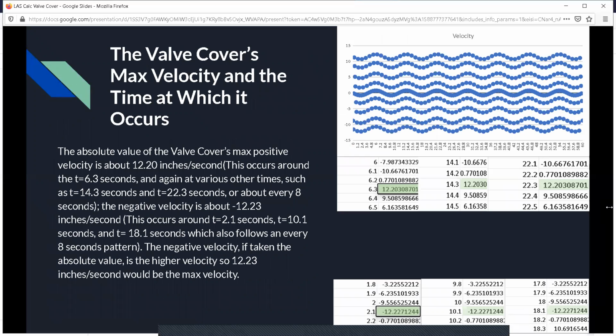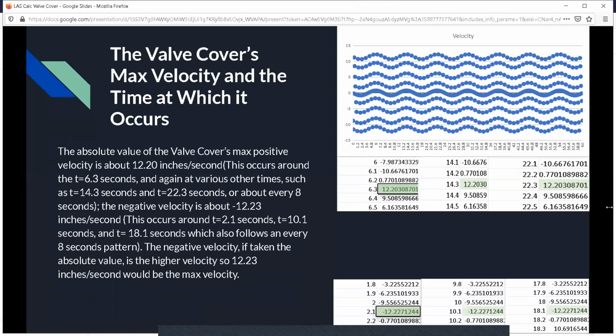After finding our extreme positions, we could then move to finding the max velocity and the times at which this occurs. So, for the absolute value of the valve cover's max positive velocity, we found that to be about 12.20 inches per second. And we can see that this occurs around t of 6.3 seconds, and again at various other times, such as t equals 14.3 seconds and t equals 22.3 seconds, or about every 8 seconds. Then the negative velocity is about 12.23 inches per second, and this occurs around t of 2.1 seconds, t of 10.1 seconds, and t of 18.1 seconds, which also follows a very similar 8 second pattern.